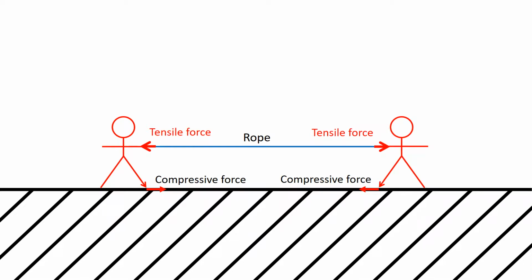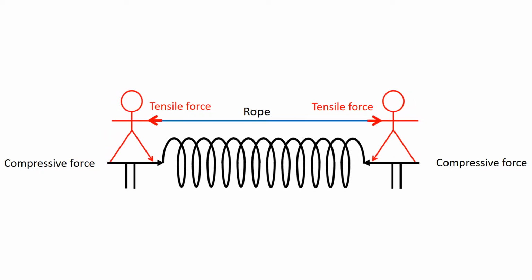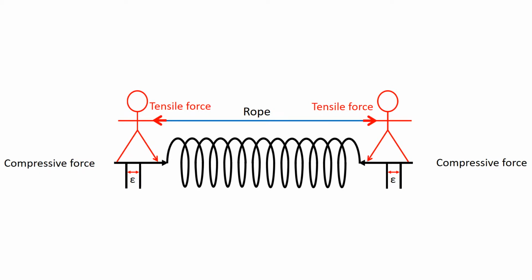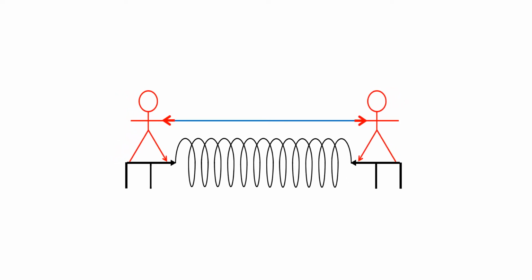To explain the fundamental principles behind it, let's imagine two people are playing tug of war, but instead of standing on the ground, they are on a spring. When they pull the rope, their hands will exert two tensile forces in opposite directions. At the same time, their feet will exert two compressive forces on the spring, also in opposite directions. Then the spring will contract and generate compressive strain. If they use a thinner spring, the magnitude of strain will increase.